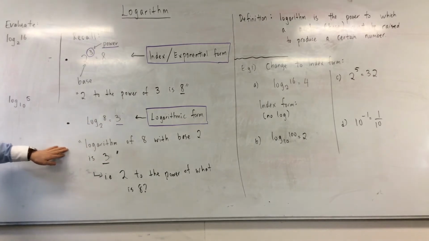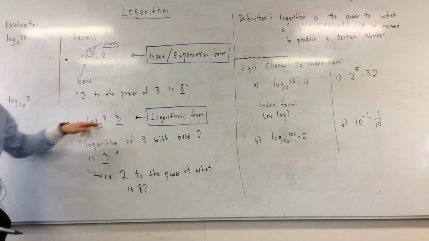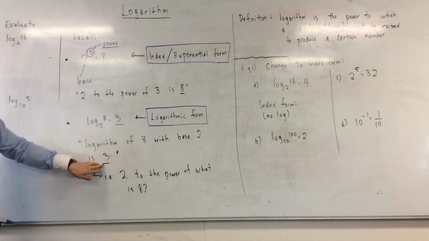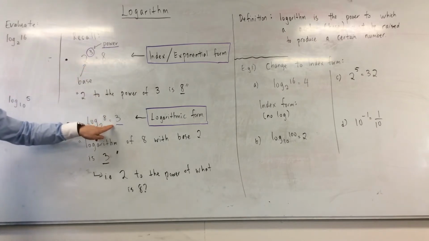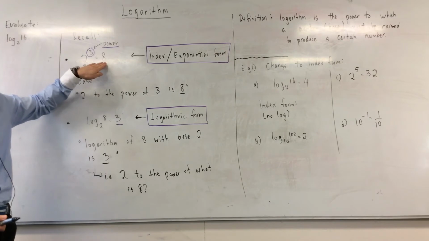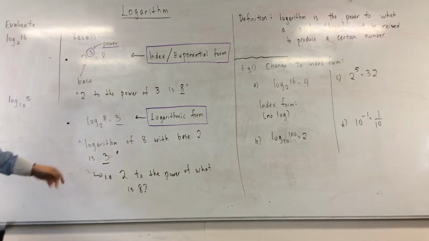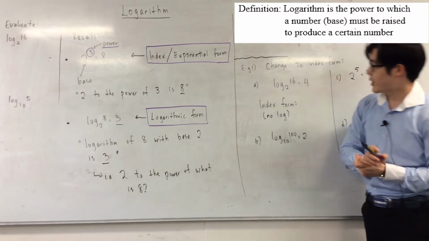The way it's read is logarithm of 8 with the base 2 is 3. In other words, 2 to the power of what is 8? 3. So switching to logarithmic form gives you the power which is needed to give a certain number. All right? So that's the actual definition. Let's get to the questions.